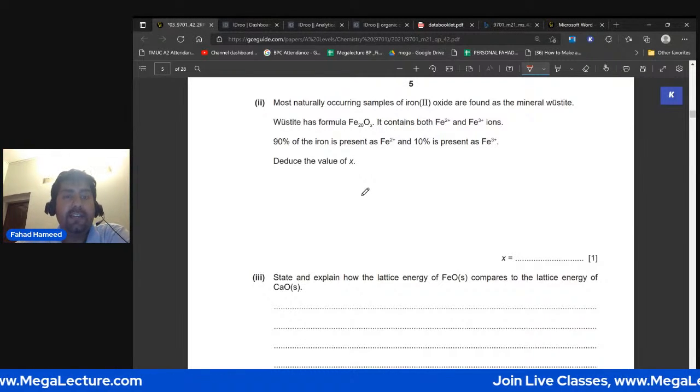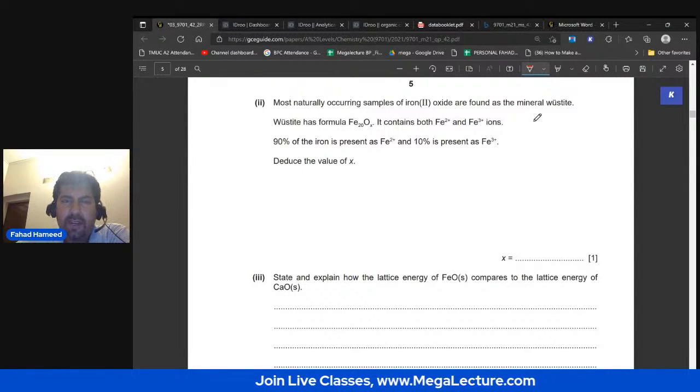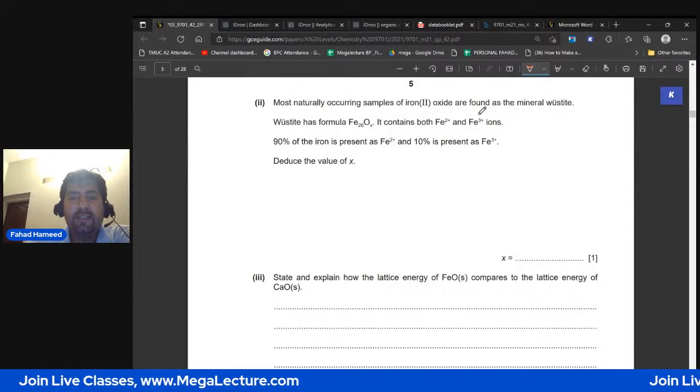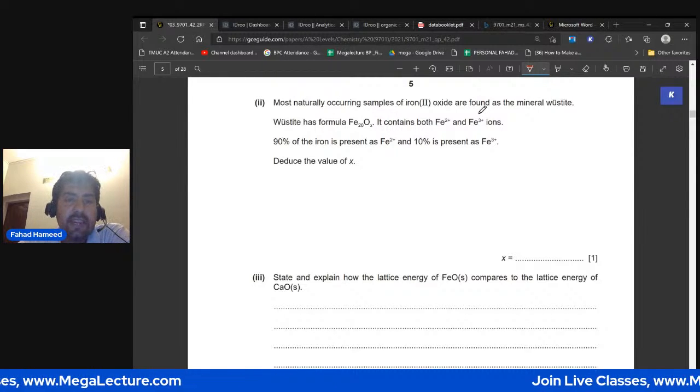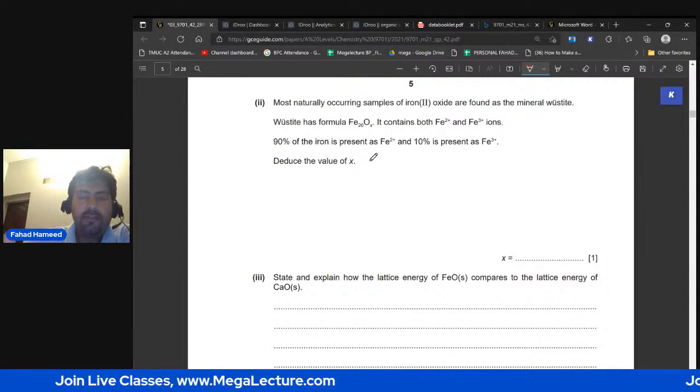The question: most naturally occurring samples of iron(II) oxide are found as the mineral wüstite. Wüstite has the formula Fe20OX. It contains both Fe2+ and Fe3+ ions. So 90% of the iron is present as Fe2+ and 10% is present as Fe3+. Deduce the value of X.